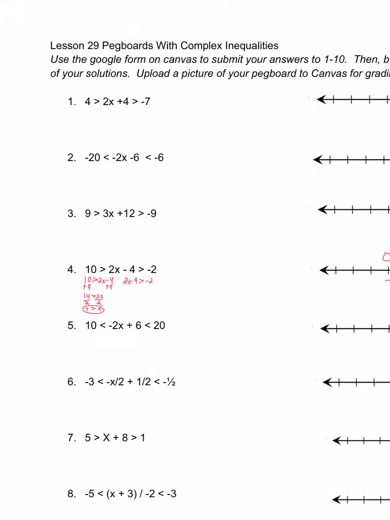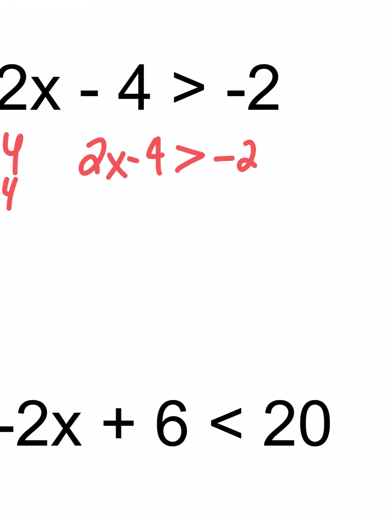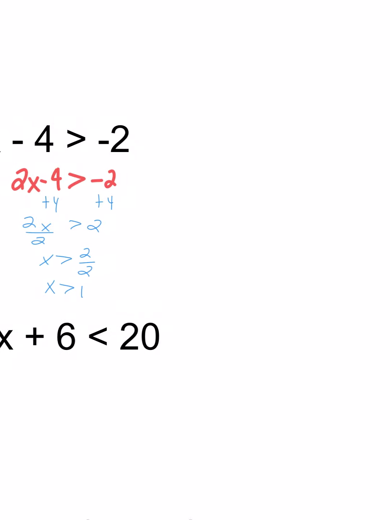And so let's go back over and solve the right-hand side. This one I'll do in blue. So we'll start by adding 4 to both sides so that we get a positive 2 is less than 2x. We'll divide by 2 so that x is greater than 2 divided by 2, which means x is greater than 1. And so let's plot that.